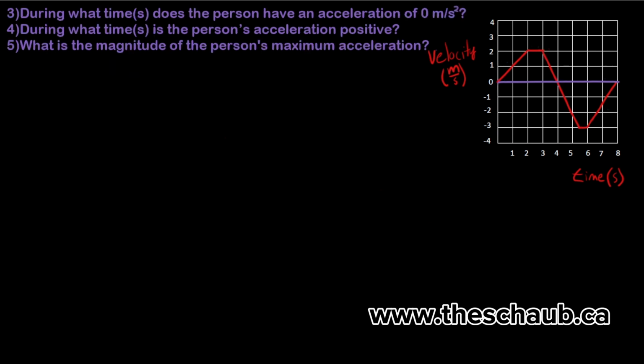Next, for questions 3 through 5, we're asked to answer questions about the acceleration of our motion. To calculate the acceleration from a velocity time graph, we have to find the slopes of our different segments. Slope is equal to rise over run. If we look at the units of our graph, we have units of rise of meters per second, and we have units of run of seconds. Meters per second divided by seconds is equal to meters per second squared. These are the units of acceleration.